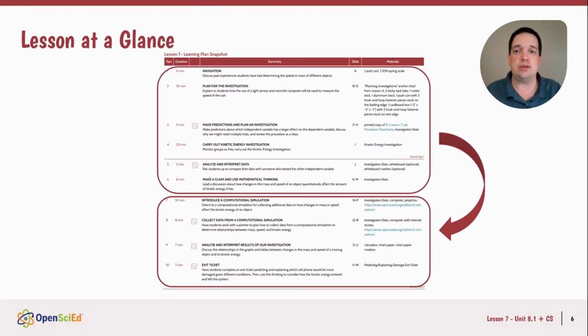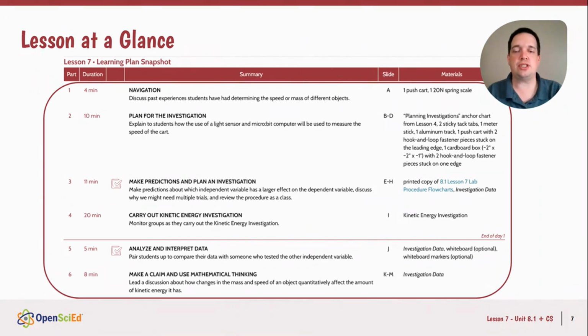Okay, overall, this unit has 2 major chunks. The first chunk is about a day and a half. It's setting up the investigation, running it, and making sense of it. And then after that, we're going to do the computer simulation. So this first chunk here is the first day and a half of the lesson.